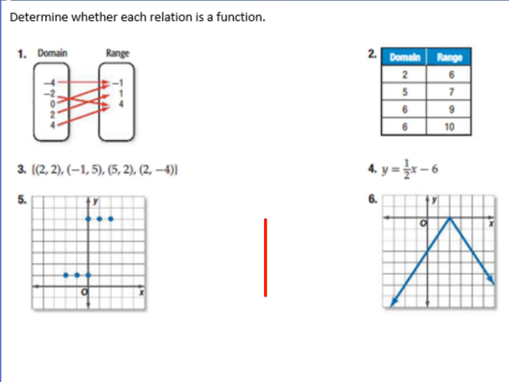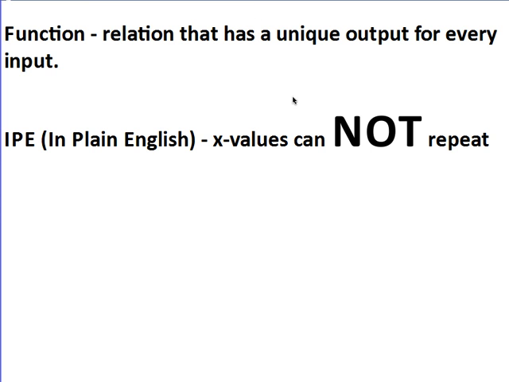So we need a definition for a function. A function is a relation that has a unique output for every input. In plain English, that means that the x values cannot repeat. So if I have a function, if I have some equation or some table, and I put in 2, if I get 4 out, then every time I put in 2, I have to get 4 out again. If I plug 2 into the equation and sometimes I get 4 and sometimes I get 7, that would not be a function because I have 2 different y values for the same x value.